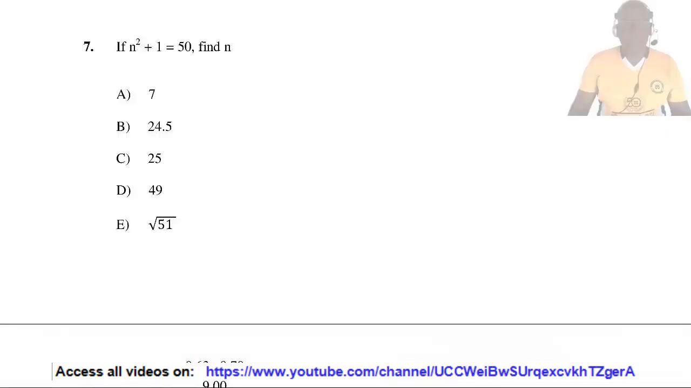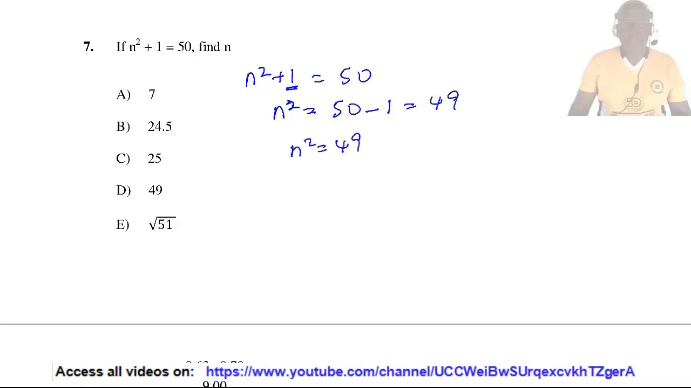Question 7. If n squared plus 1 equals 50, find n. That is n squared plus 1 equals 50. N squared, therefore, is going to be 50. We shall send 1 to the other side of the equation to minus 1, which equals 49. So n squared equals 49. So n equals the square root of 49, which equals 7. So the answer is A.